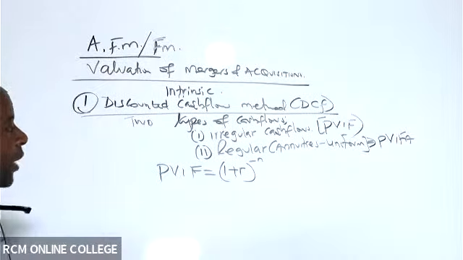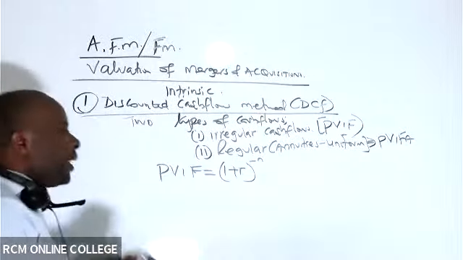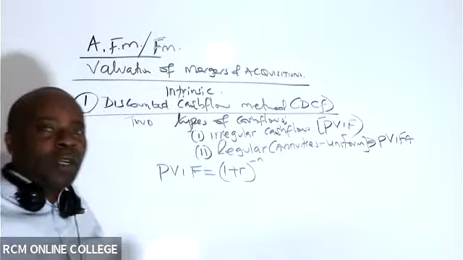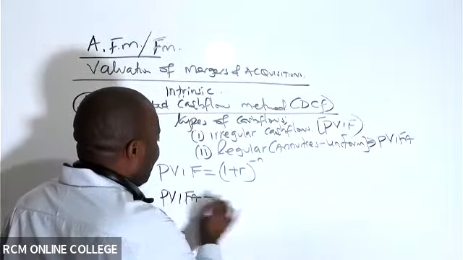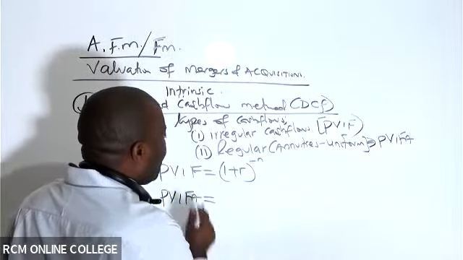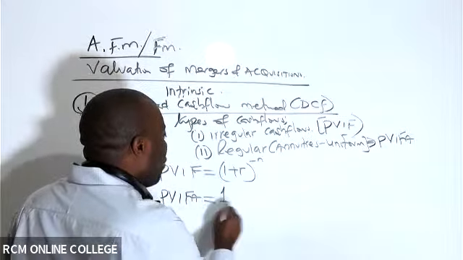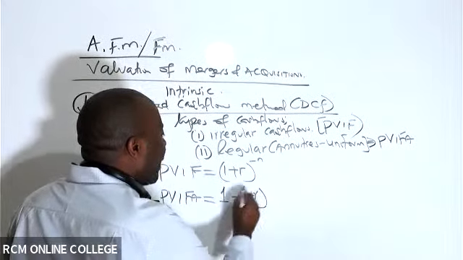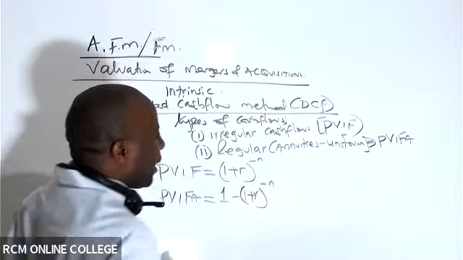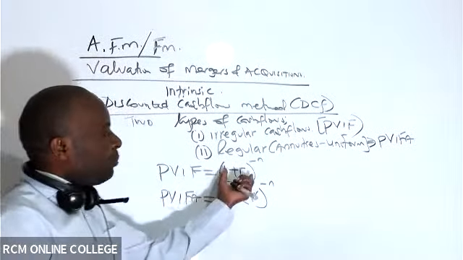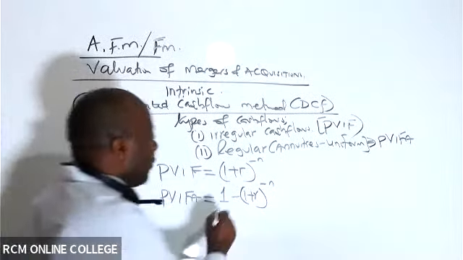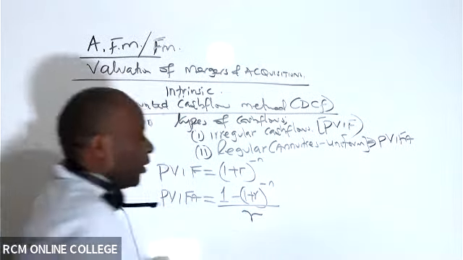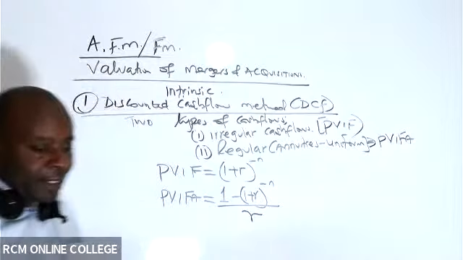And after getting PVIF, I must be in a position, as a finance scholar, of knowing how to get PVIFA, the present value interest factor of an annuity. This is very easy. It will be 1 minus (1 + r) raised to negative n, and then you divide everything by r.